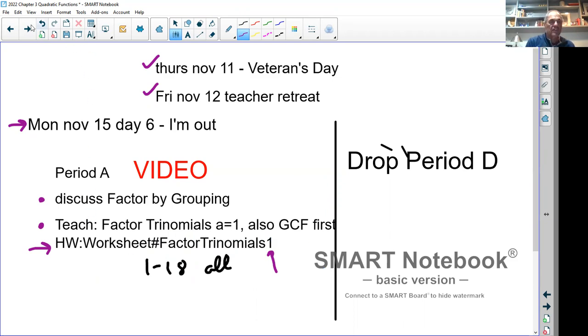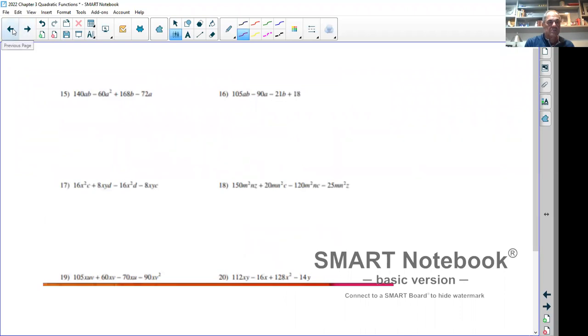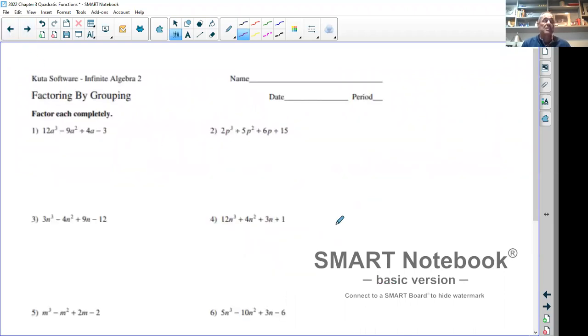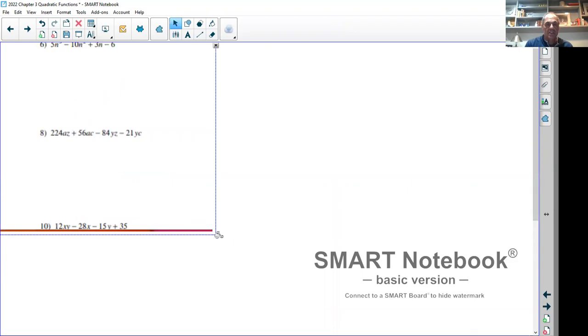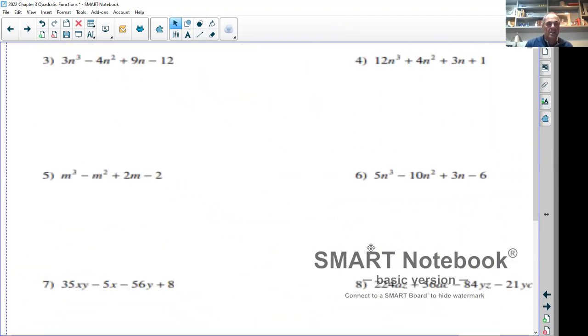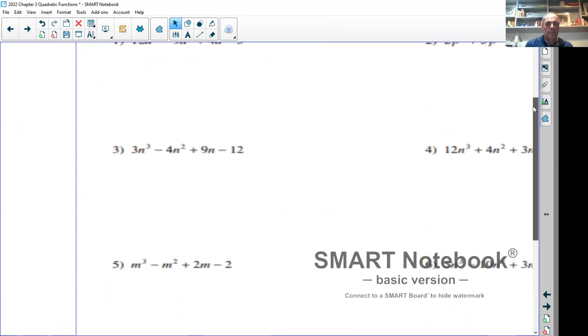All right, so let's go over the factor by grouping. We had these problems. We don't need to hit all of them. We hope not, but don't get some of the ones that you want. Ask in class. All right, let's do some of the odds. Number 1.